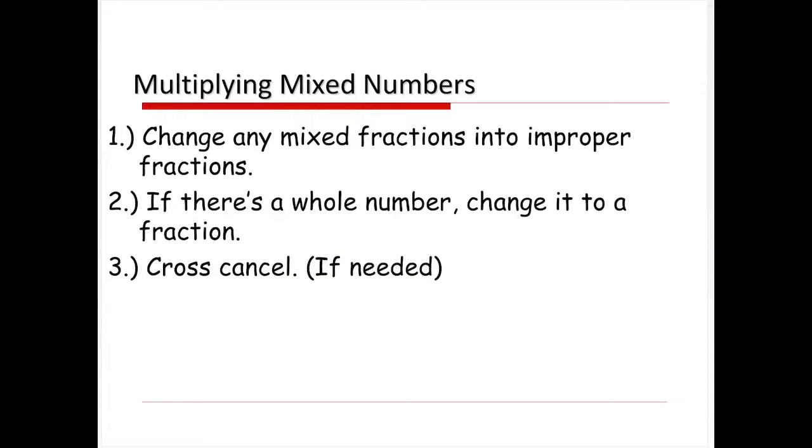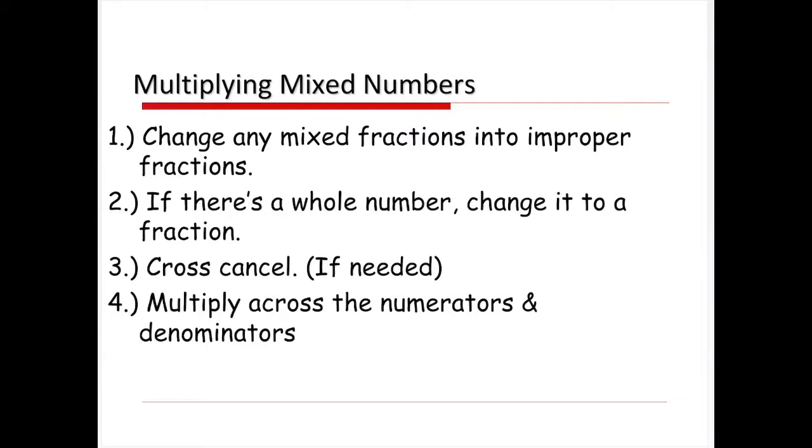The third step is kind of an optional step here, because as I was talking about in a previous lesson, it's okay if you don't cross-cancel, but cross-canceling is effective and it definitely helps you, especially when you get into algebra. Step 4 is just multiply from left to right. Multiply the numerators times each other and multiply the denominators. There's no LCD needed when you are multiplying mixed numbers.